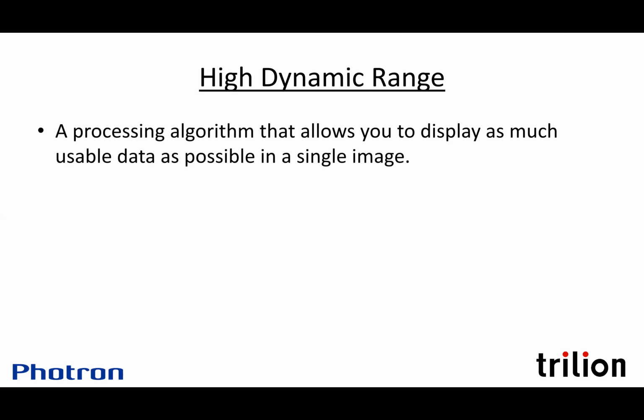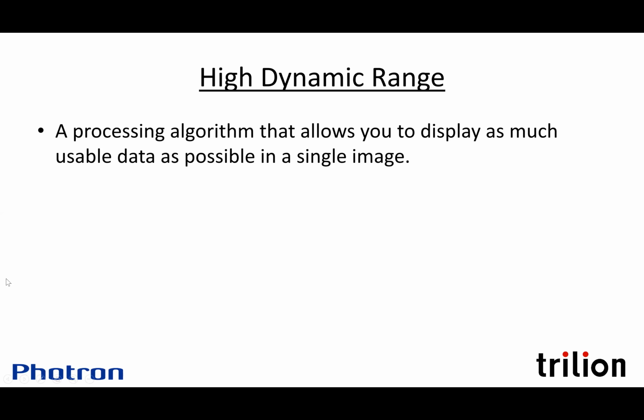So HDR is an algorithm that allows you to display as much usable data in a single image. Now, you're probably familiar with HDR on your iPhone or maybe your DSLR, which takes different images, maybe an underexposed image, a properly exposed image, and an overexposed image, and actually combines those images together to give you beautiful sunsets and portraits and all those type things. So HDR with Photron, because we're recording at high speeds, you can't do that. You can't take multiple images at different exposures.